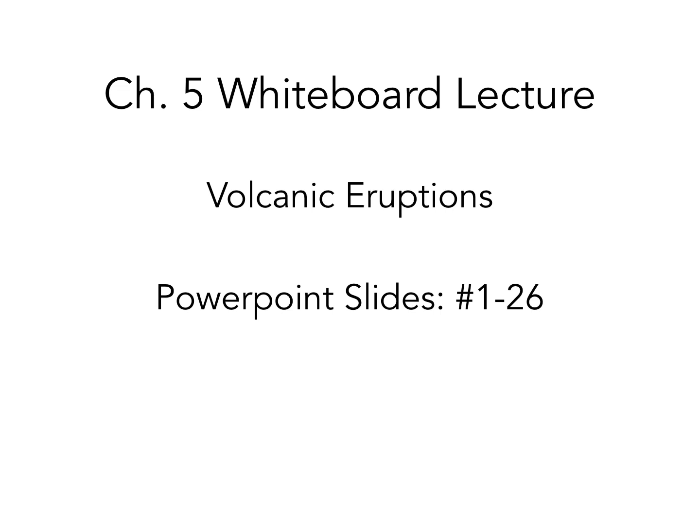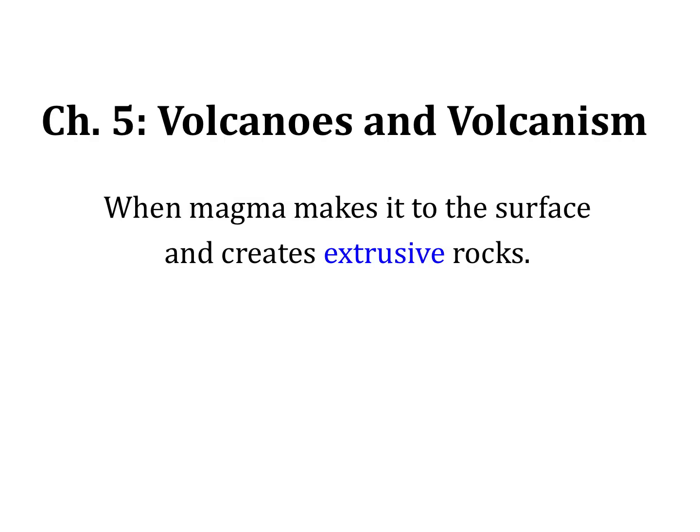This is the Chapter 5 whiteboard lecture on volcanic eruptions, and it will cover PowerPoint slides number 1 through 26. In the last chapter, we covered magma that stays below ground and slowly crystallizes over time, creating plutons. So in this chapter, we're going to look at magma which erupts, which is then called lava. And this is when extrusive and volcanic rocks are created.